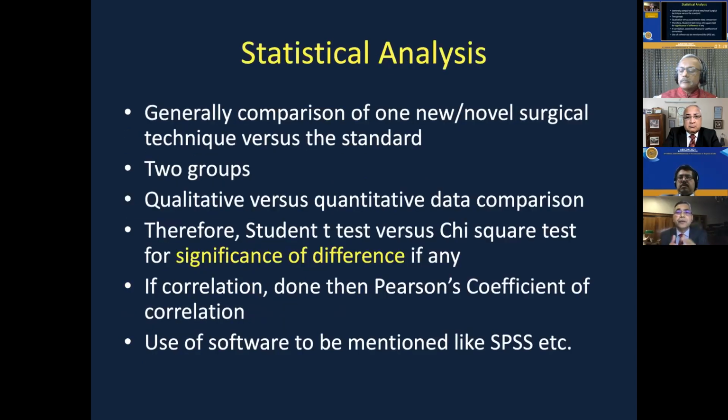And then you will be going to the statistical analysis, which is comparison of data using techniques. Generally comparing the two groups, you need to do statistical analysis. So you need qualitative versus quantitative data comparison. For example, if you have to find the significance of difference, you will have to use student t-test or a chi-square test. If you're doing correlation, then you might have to use Pearson's coefficient of correlation.